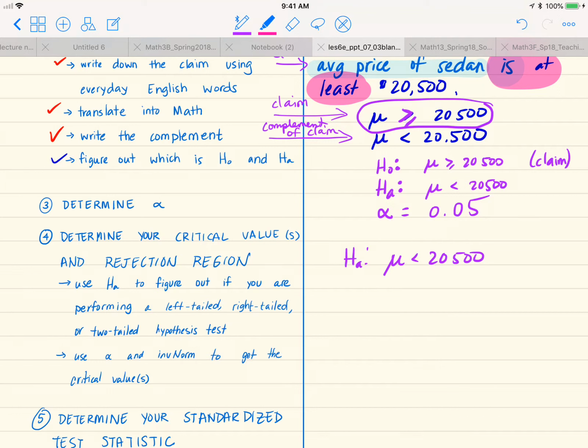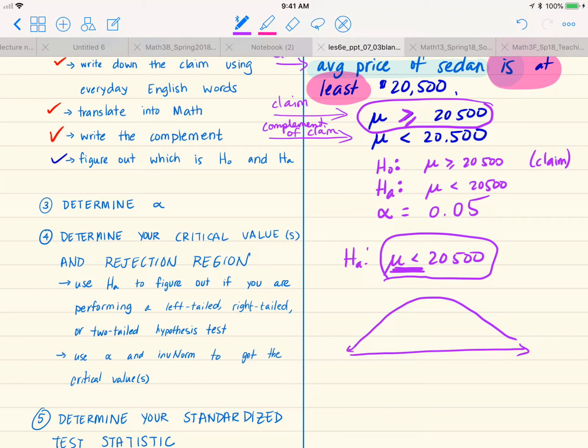How do I know? Because I've got mu less than 2500. Whenever it's mu less than, I'm doing a left-tailed test. So I'll sketch a picture here. It's going to look something like that. This is a t distribution, because sigma is unknown. I'm doing a left-tailed test, and I need this area to be equal to 0.05.